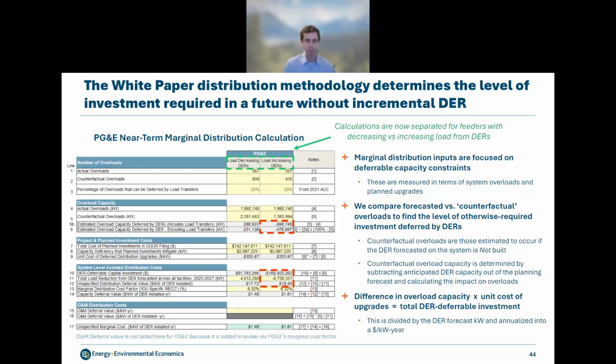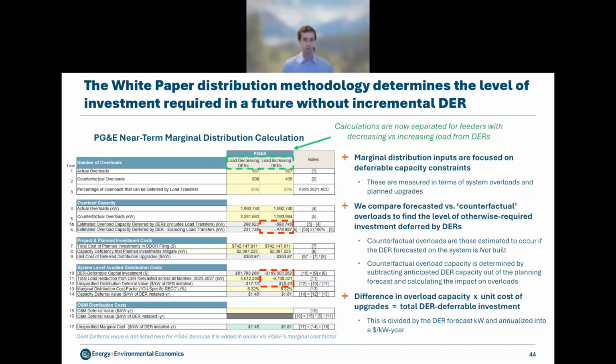Do you mind changing the next slide? Yep, perfect. So again, same slide basically, but showing the summary calculations as well, just for PG&E. And this is included in the documentation for all the utilities. So you can look at it there in more detail. I apologize, it's probably hard to read any of the individual values here, but those aren't really what I want to highlight. Instead, I want to focus on the green box, which is the change I mentioned earlier to split calculations based on whether a feeder experiences a load increase or load decrease due to DERs.